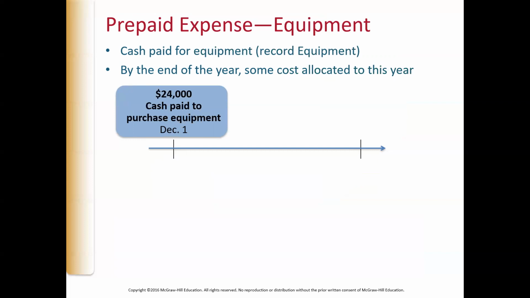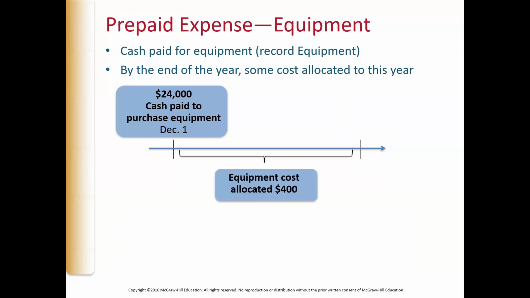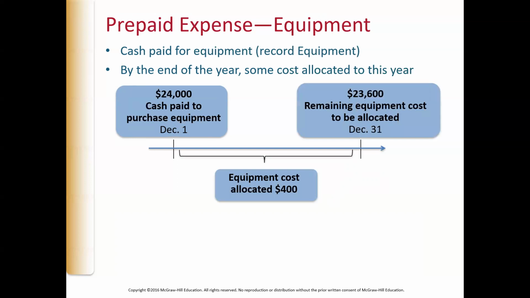We purchased equipment on December 1st for $24,000. Now this is a new concept for you guys. When we purchase equipment, it's an asset. We put it as an asset. But due to wear and tear, it loses its value or it's getting used up. And so we have a new term called depreciation, where we expense a piece of that asset each period to show the use of.